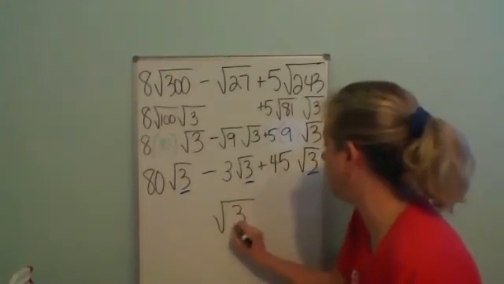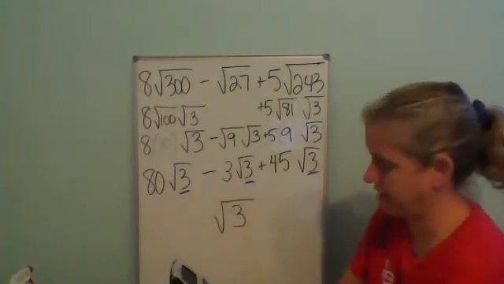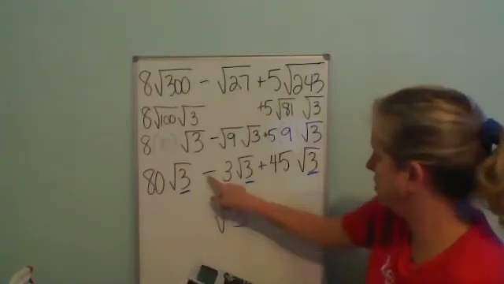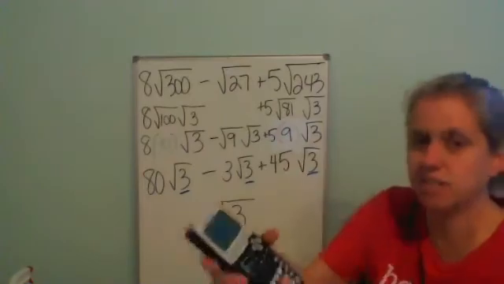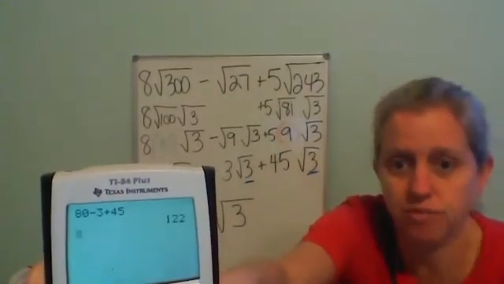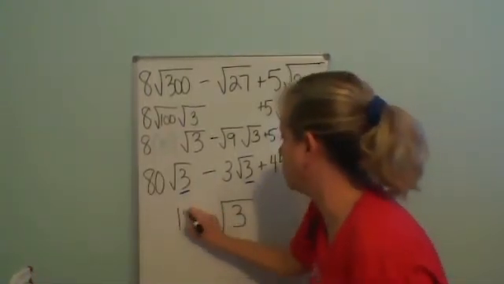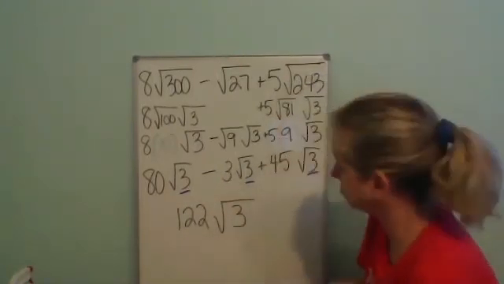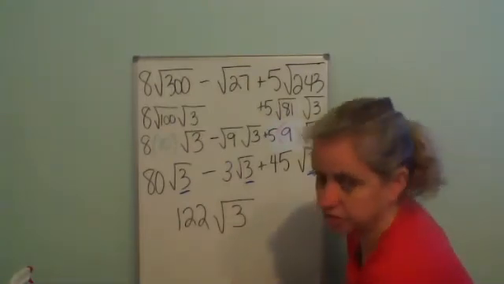I just need to figure out how many square roots of 3 I have. Well, let's see. I've got 80, then I've got minus 3, and then I've got plus 45. So I just typed that all in. Add 80 minus 3 plus 45, which gives me all together, I have 122 square roots of 3. You definitely may want to pause that to look all the way through it again.